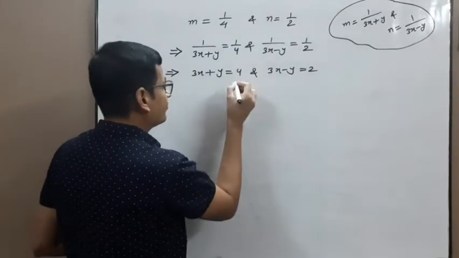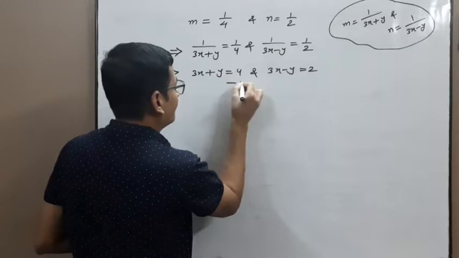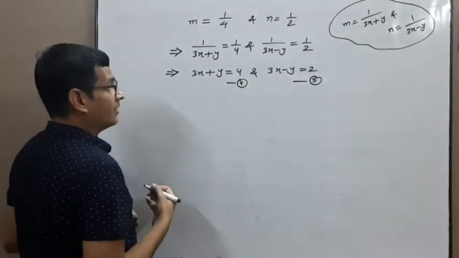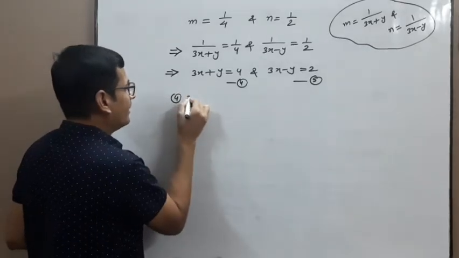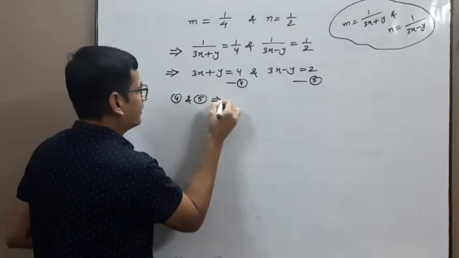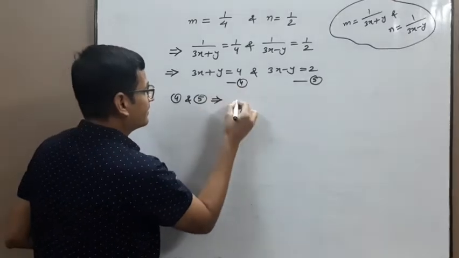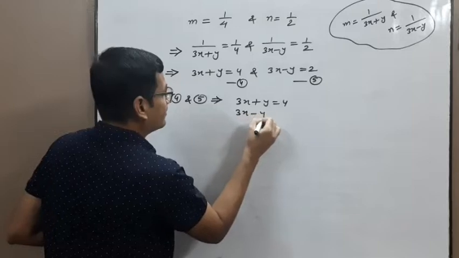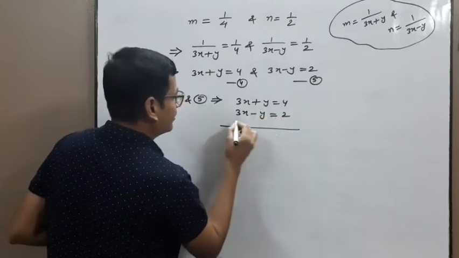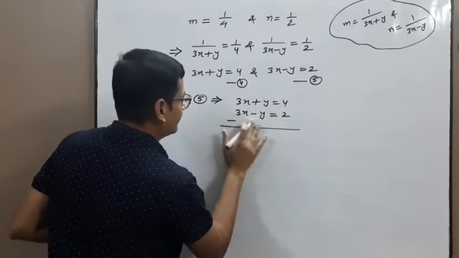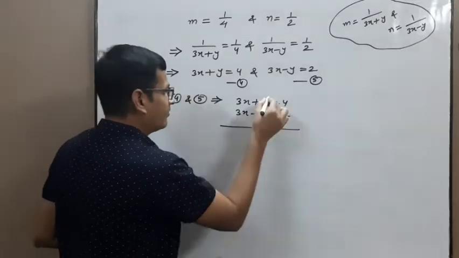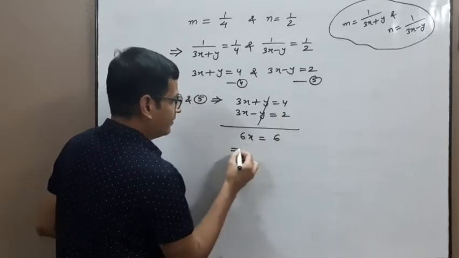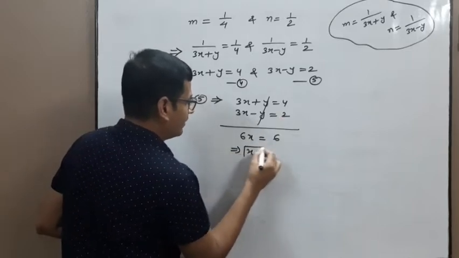Give names 4 and 5. Now adding equations 4 and 5. 3x plus y equal to 4, 3x minus y equal to 2. Y and y cancel, 6x equal to 6, so x is equal to 1.